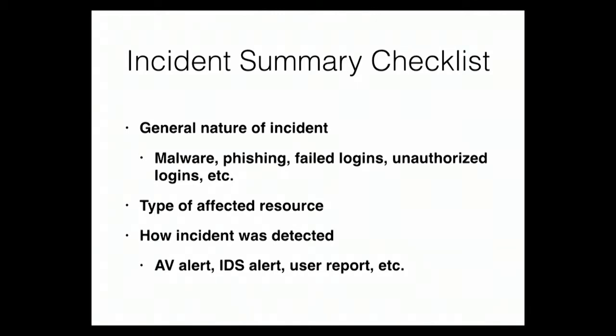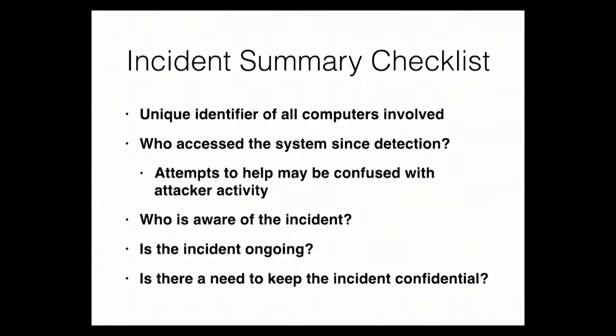So you need to know general category of what happened here, what was affected, and what was the thing that made them detect it. Something like an AV alert or something like that occurred. And then you need unique identifiers, not something like an IP address, which probably changes all the time, but something unique like a MAC address or a station number or something. And also, if somebody has been trying to fix it, you need to know that, or you're going to confuse the well-meaning tech department's activities with the criminal's activities. What have other people been doing on it since we declared it? And then how much confidentiality is required?